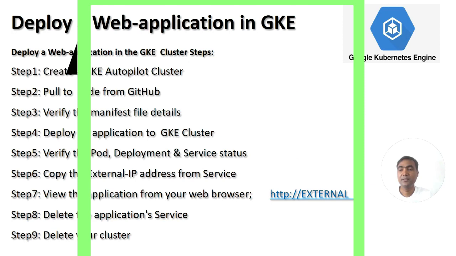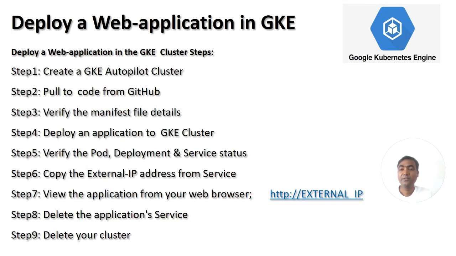Guys, as you can see here, deploy a web application in the GKE cluster. As I mentioned all the steps here, you can follow the same steps to create a GKE cluster. After that you can deploy your application to the GKE cluster. First of all, you create a GKE autopilot cluster in the first step. Second step, you pull the code from GitHub. The GitHub link is available in the description.